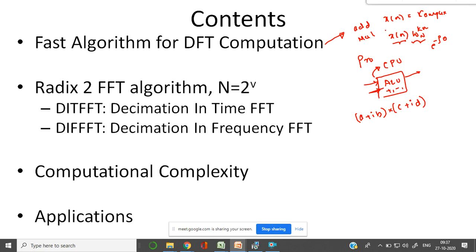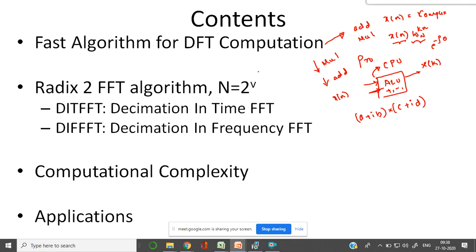Now, is it possible to make it fast? What does it mean? A faster algorithm is nothing but reducing the multiplications or reducing the additions. What happens when you reduce these multiplications and additions? Obviously, the load on the CPU reduces. When it reduces, and you apply the input, the output X of k will be computed in less time, right? So that's the importance of this particular chapter.